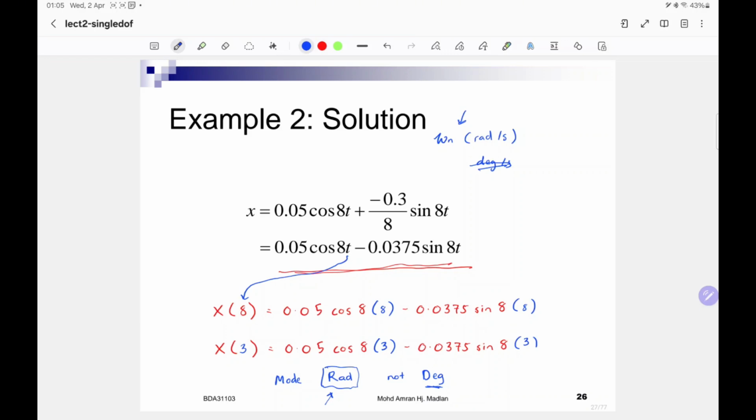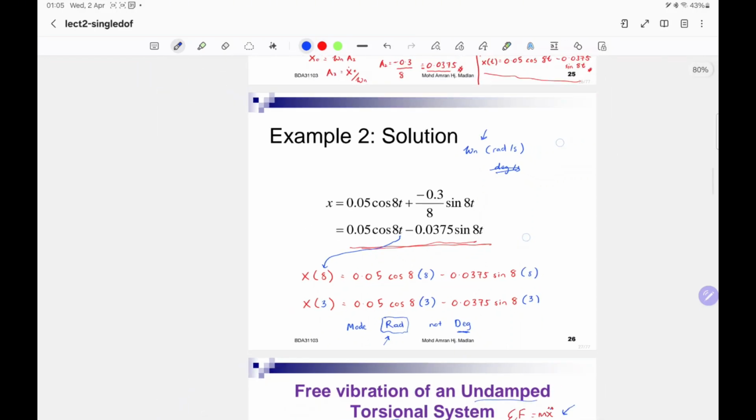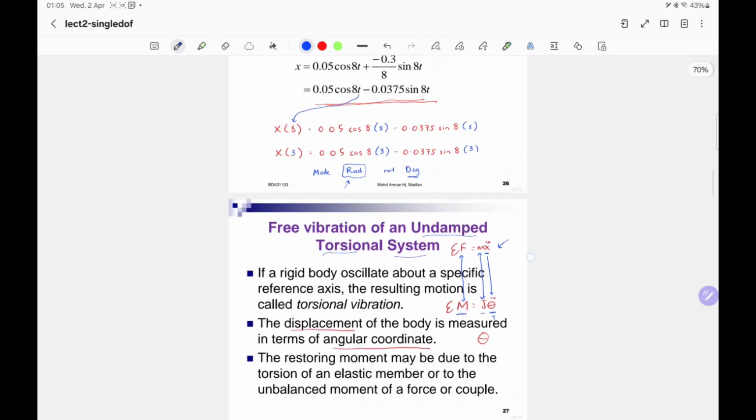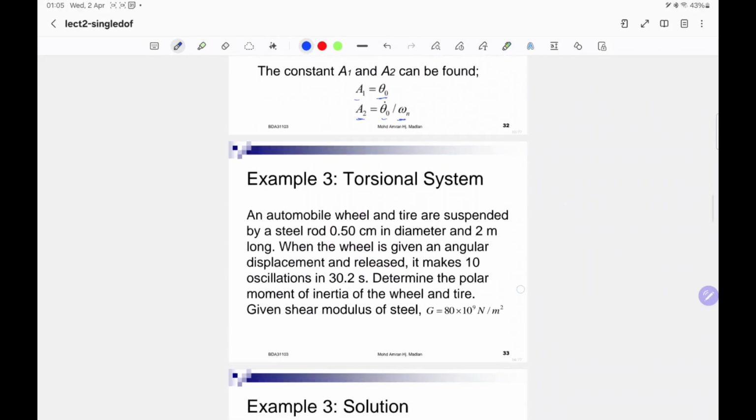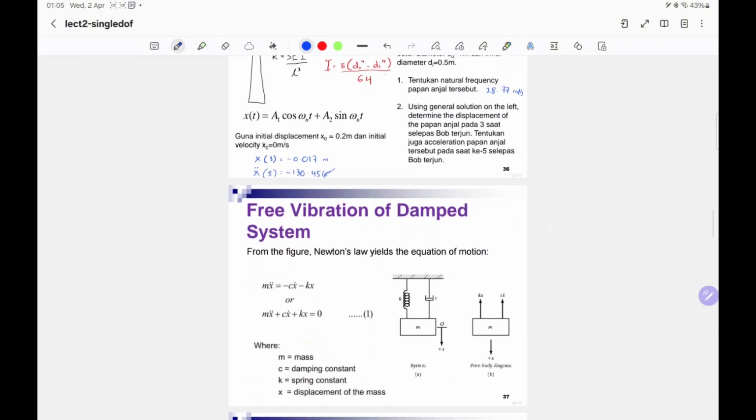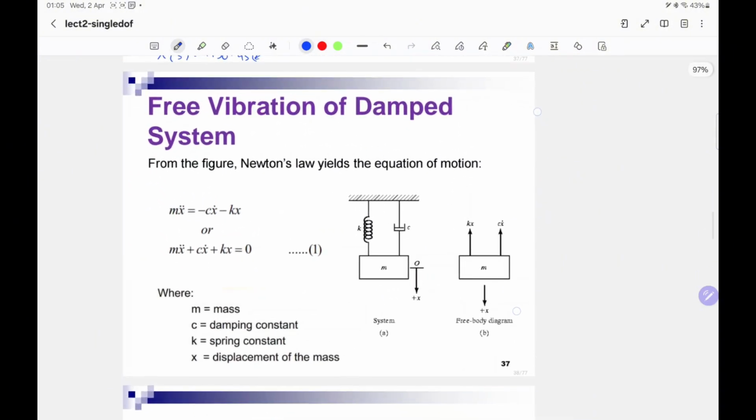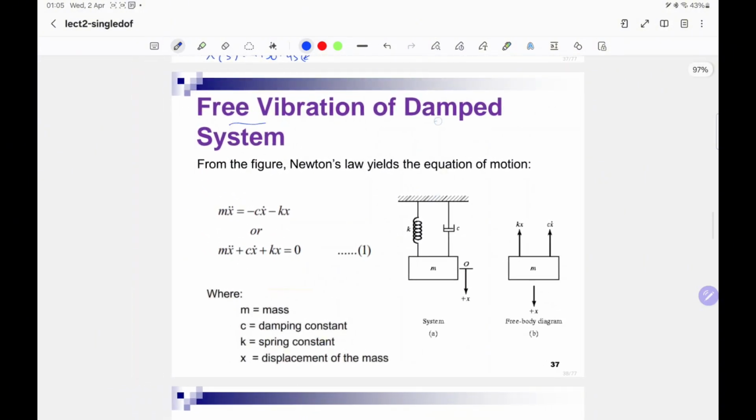Alright, that's all for this session. In our next session, we're going to look at free vibration of damped system. Thank you very much.